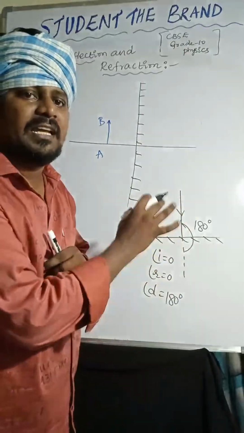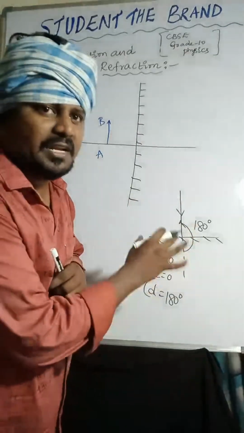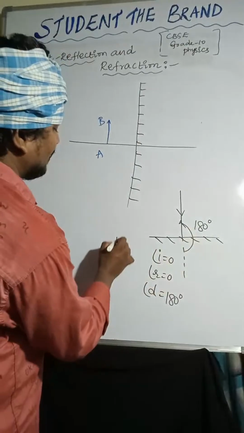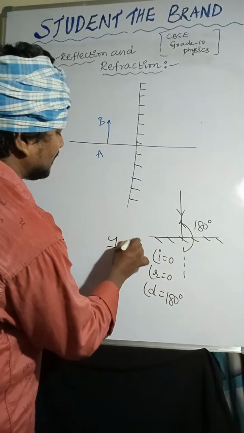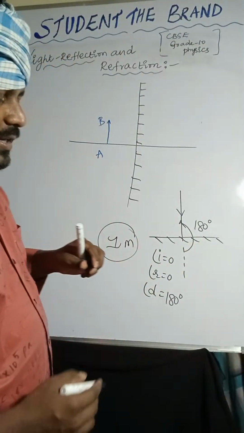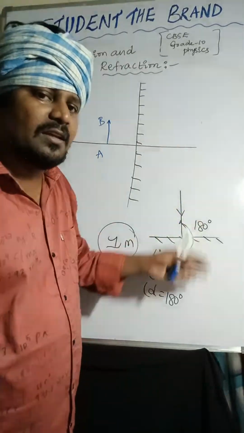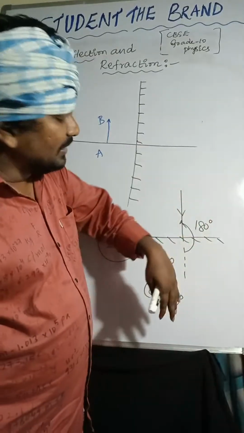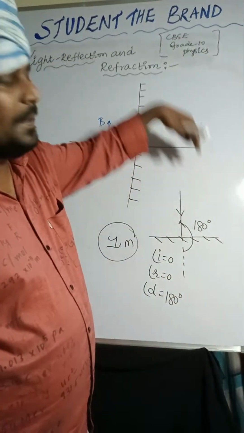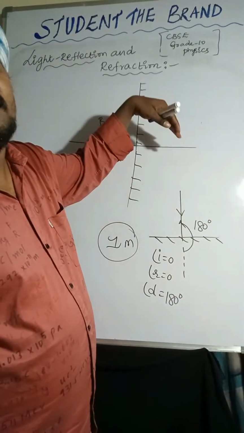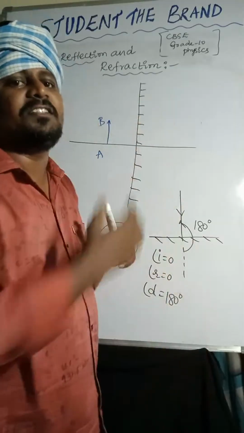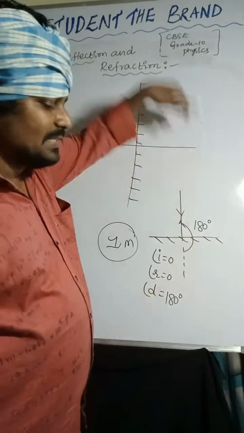This is very, very important for 1 mark. If the light ray is passing along the normal line, it reflects back into the same path, or it retraces its original path. It moves in the same direction.